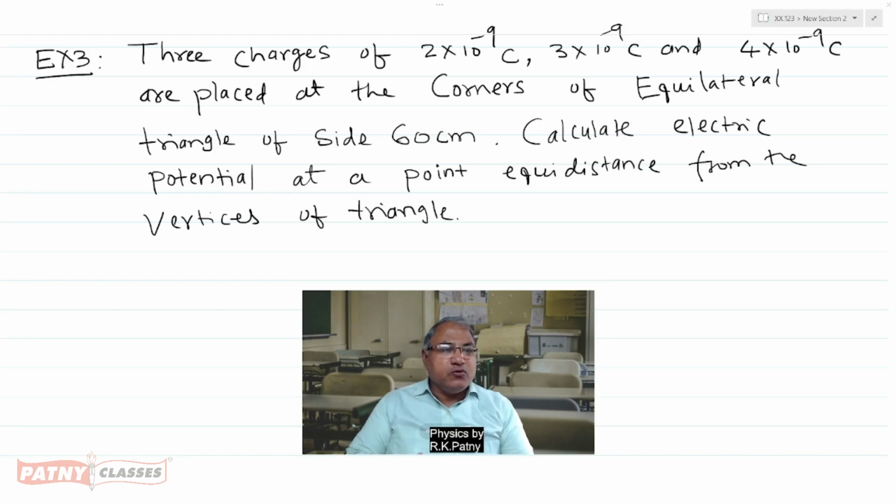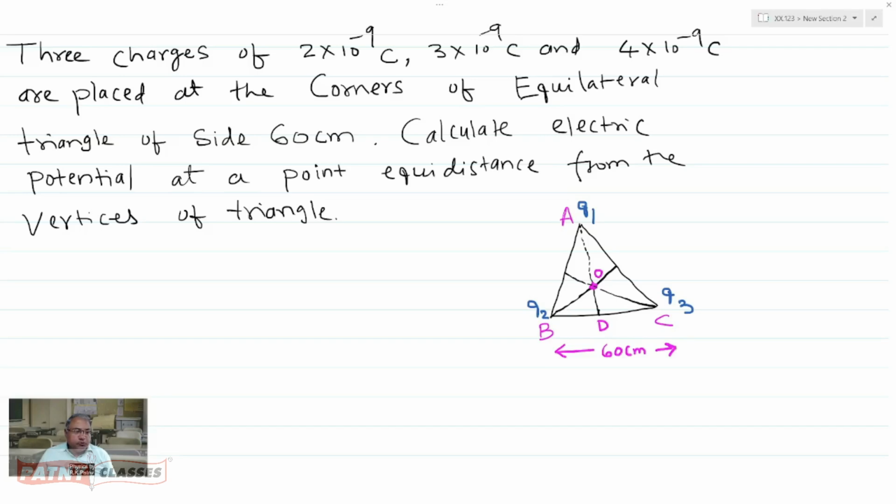So we need to find the electric potential here, and 3 charges are given, and the point is equidistant from all the 3 vertices. So let us first draw the diagram. So we got the diagram here.